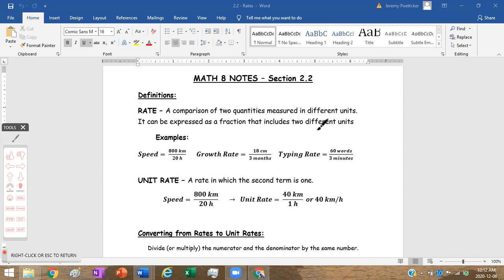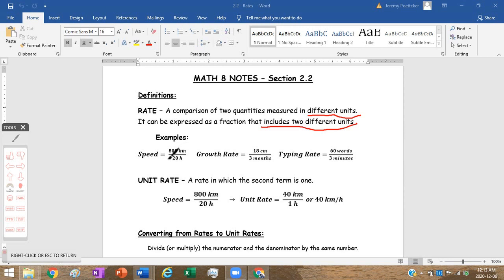All right, so a rate is a comparison of two quantities measured in different units. We can express it as a fraction that includes, in fact, two different units. But the important part here is that it has different units. So when we have the fraction, we show the units for both parts of that fraction. And that's really super important, that we are showing both units.